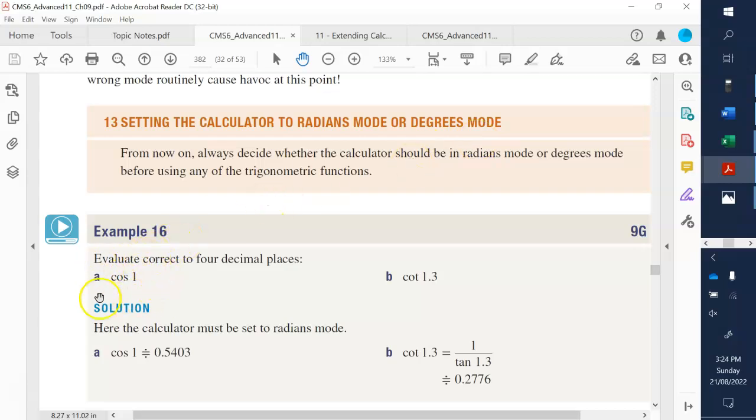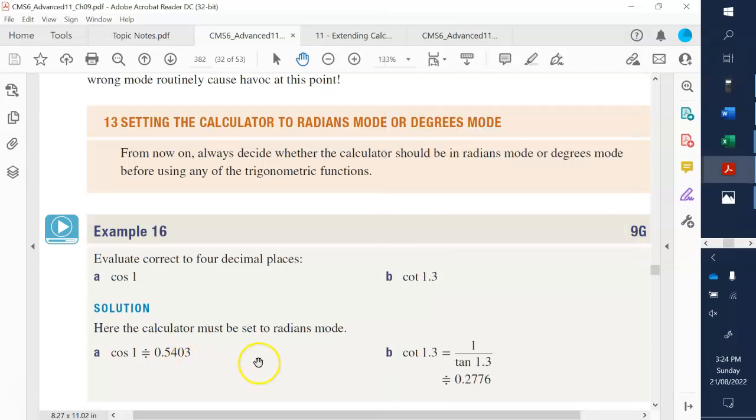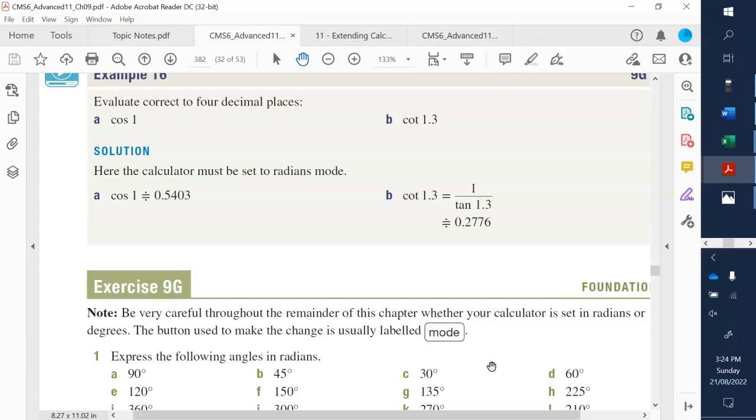So for example, this one here, it says evaluate correct to 4 decimal places. Cos 1. So cos 1 in radian mode is going to be equal to, I'm in my R mode, I'm just going to be pressing cos, I'm going to press 1, I'm going to end up with that decimal, which they put there, 0.5403, and we can, for example, calculate cot of 1.3, which would be 1 over tan of 1.3. Unless we want to, we're not going to do it that way. I just want you to be aware that it is possible.